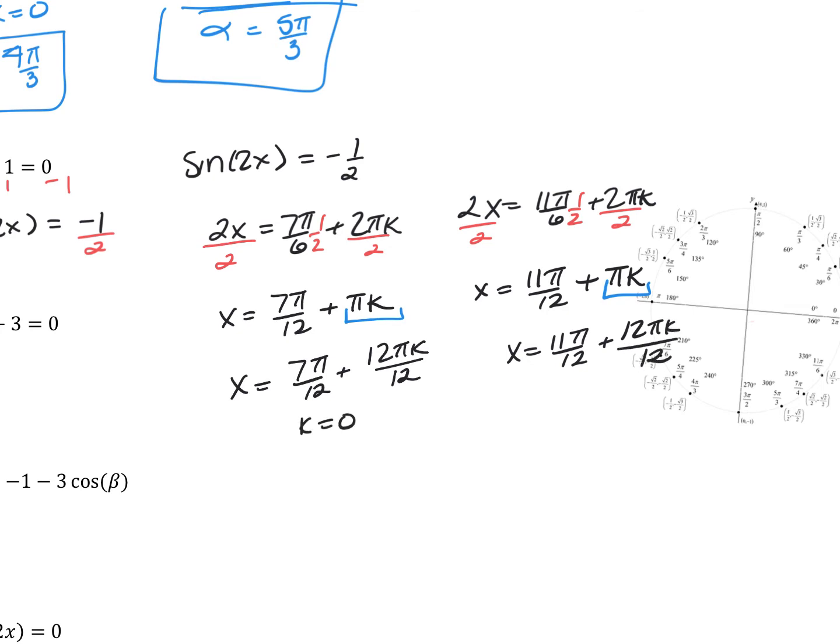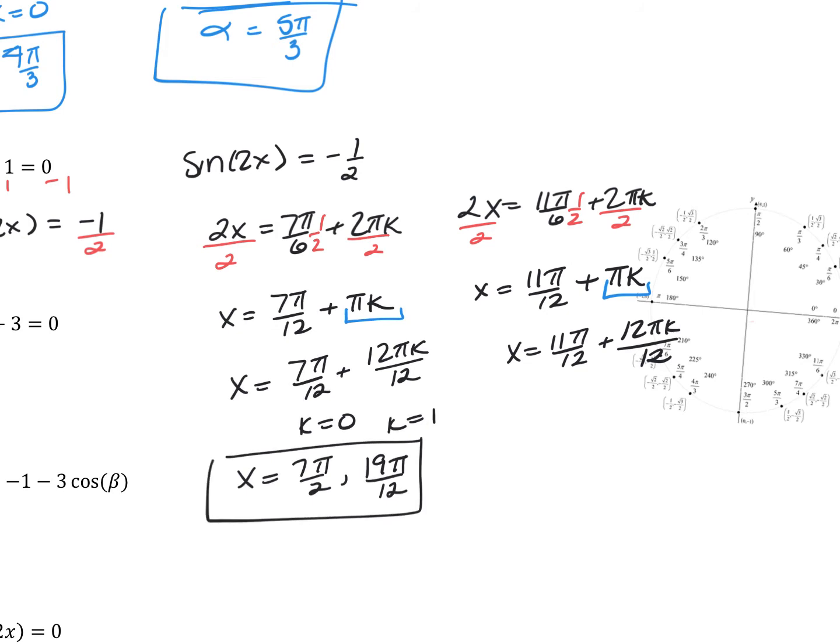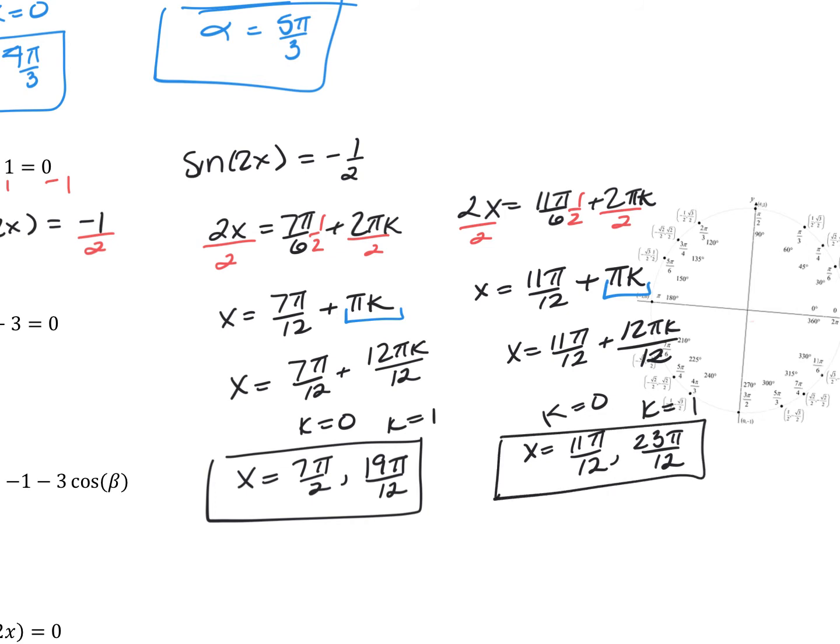When k equals 0, I'm going to get x is equal to 7 pi over 12. When k is equal to 1, I'm going to have 12 pi plus 7 pi, which gives me 19 pi over 12, which is still in the interval between 0 and 2 pi. So here's 2 of my solutions. When k is equal to 0 for this one, I get x is equal to 11 pi over 12. When k is equal to 1, I'm going to get 12 plus 11, which is 23 pi over 12. And here's my second set of solutions.